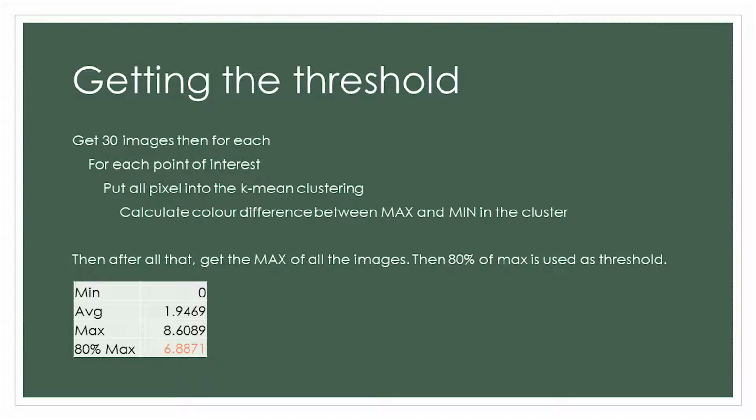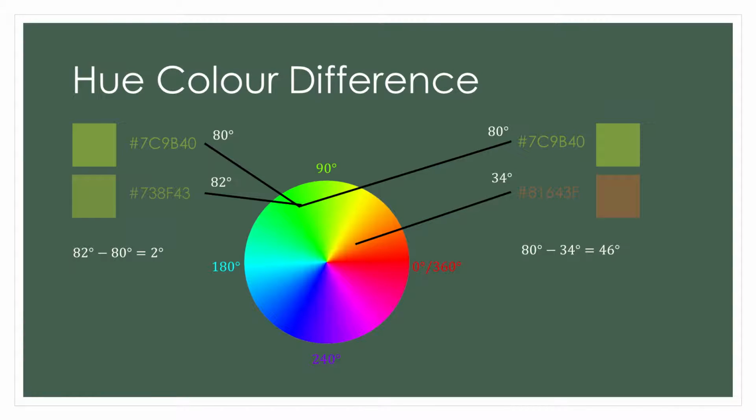After processing all 30 images, all the data is collated together. The table shows the min, average and max of the difference, then 80% of the max is used as the threshold for upper bound. To calculate color difference, the system uses HSV color space. Using hue is better because the color can be compared easily on a color wheel. For this example on the left, the first color hue is at 80 degrees while the second color is at 82 degrees. Their difference is only 2 degrees. While on the right the difference can be seen to be 46 degrees.